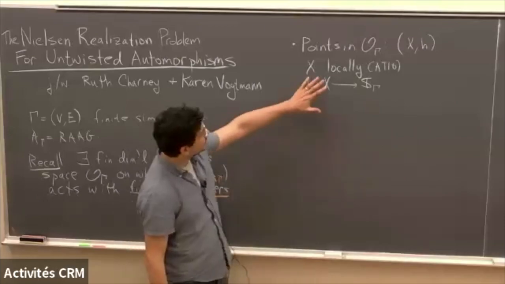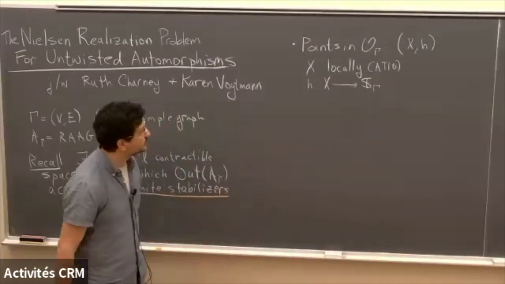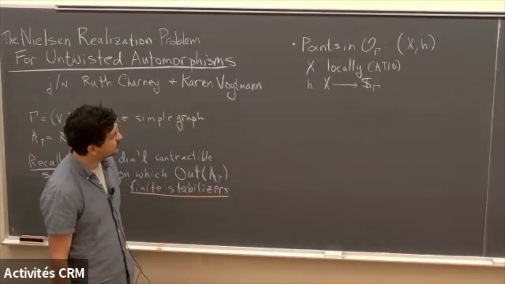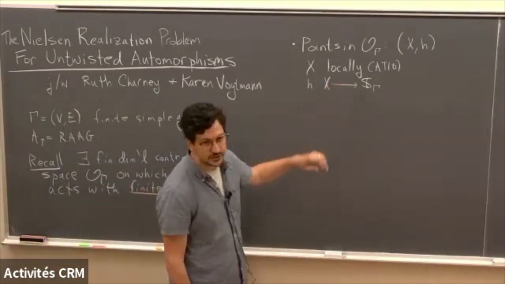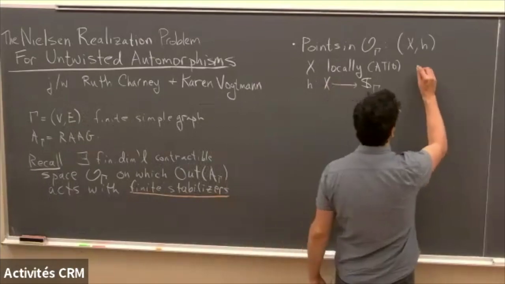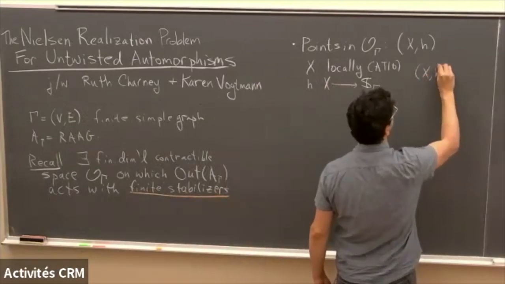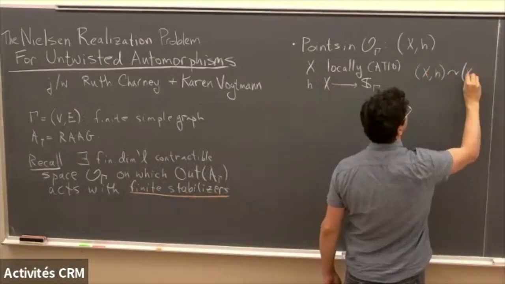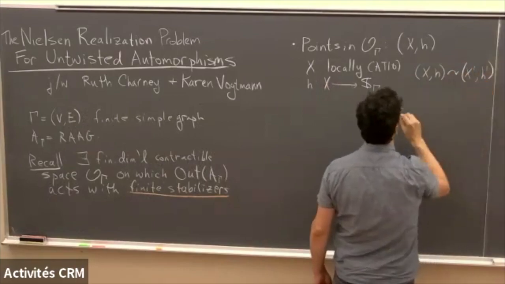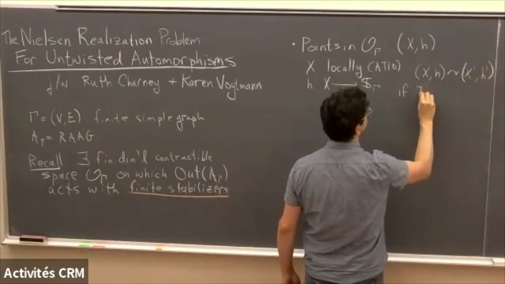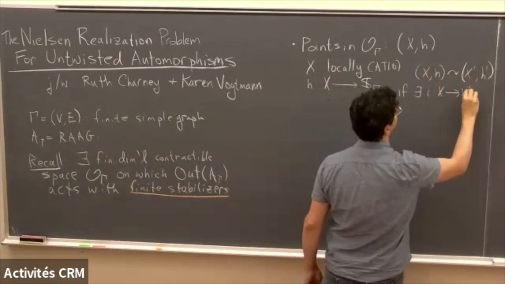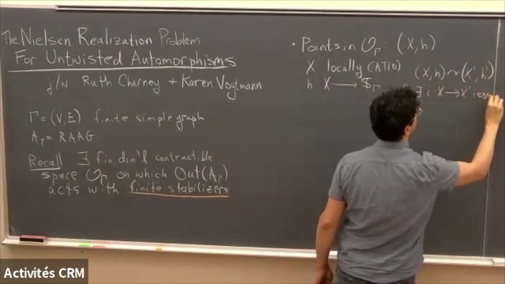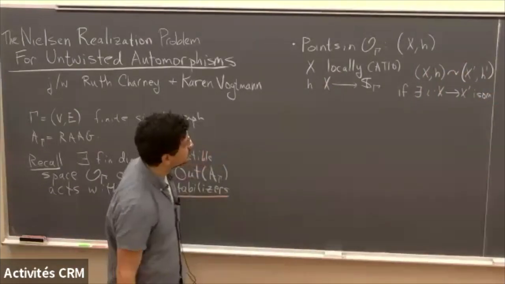And of course, we didn't allow all locally CAT(0) spaces that do this. We had to restrict our metrics. But there's also an equivalence relation on these pairs. So we say that (X, h) is equivalent to (X', h') if there exists an isometry, say i, from X to X' that commutes with the markings up to homotopy.